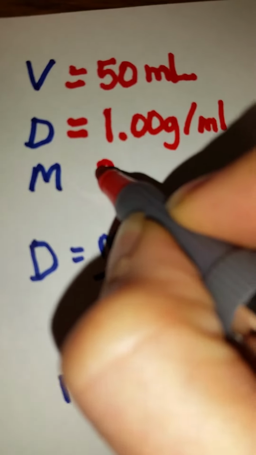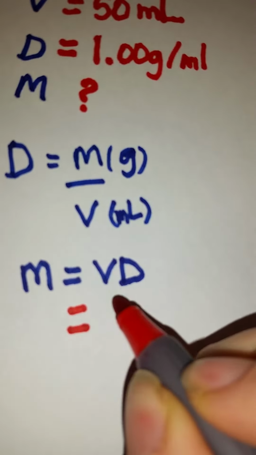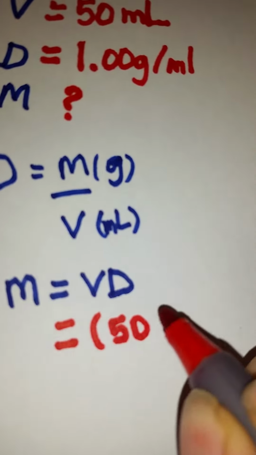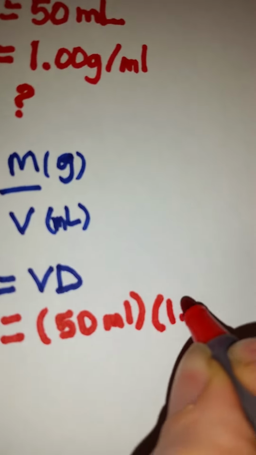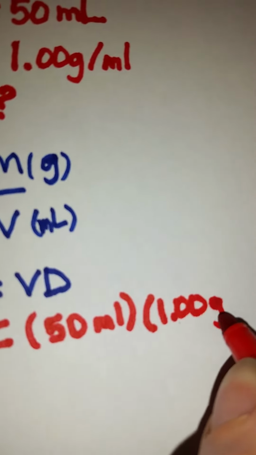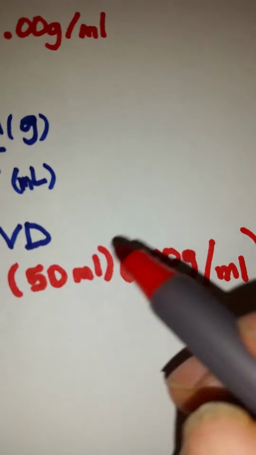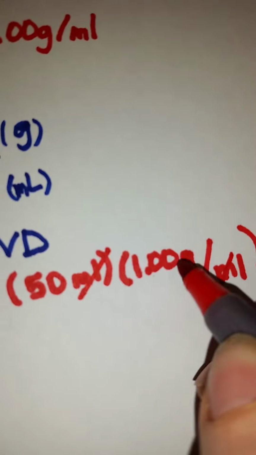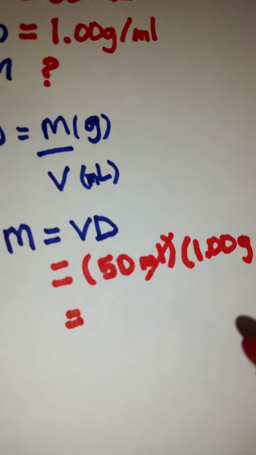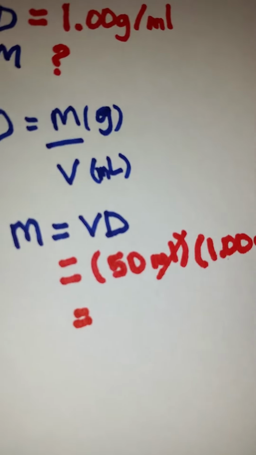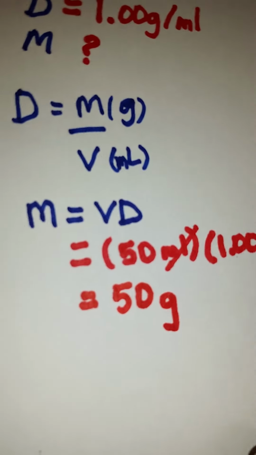So if I want to know what my mass is, all I need to do is substitute the volume and the density into this calculation. And if you remember how we manipulated units before, you can see that my milliliters will cancel out. I'll be left with grams, which is what mass is. And so using that, I can then figure out that I actually have 50 grams of water.